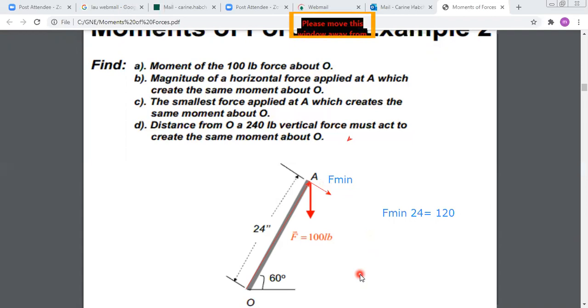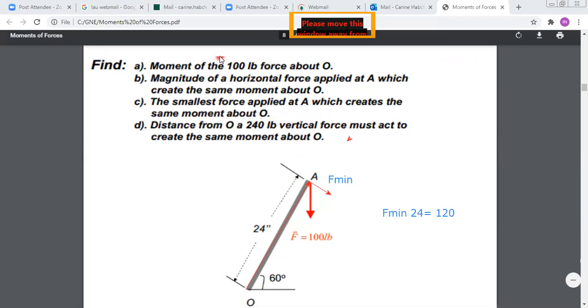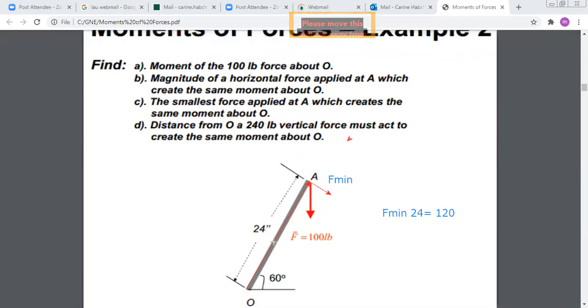So the question now is, if I want to put a force of 240 lb that is vertical on my arm OA, at which location should I put it to produce the same moment of F? So this is a 240 lb force that is vertical. I want to know what should be its point of application. So what should be this distance? Let's call it D2. What should be D2 in order to produce the same moment?